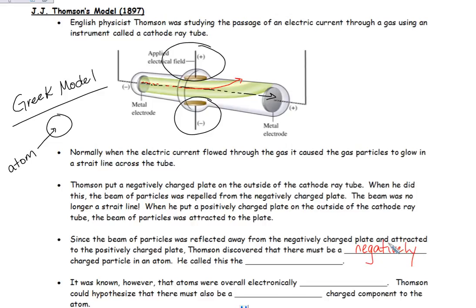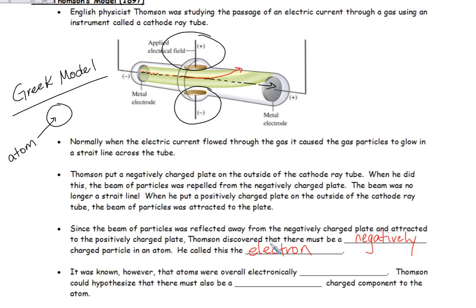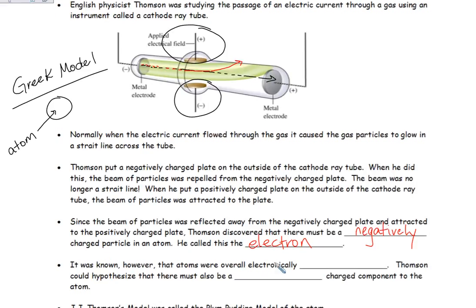Negatively charged particle in an atom. We're going to call this the electron. So J.J. Thomson is credited with the discovery of the electron with his famous cathode ray tube experiment. We put charged plates, positive and negative plates, on the outside of this tube that originally had a glowing laser that was a straight line. These atoms were glowing in a straight line. But not the case when they were subjected to a charged field.